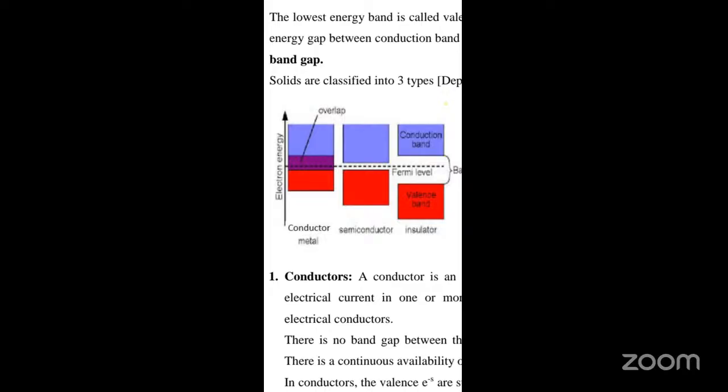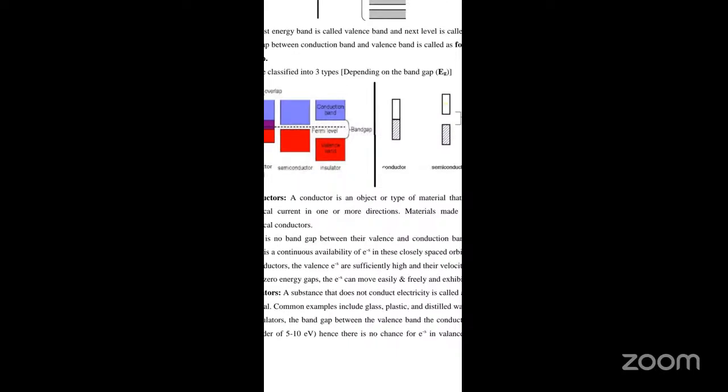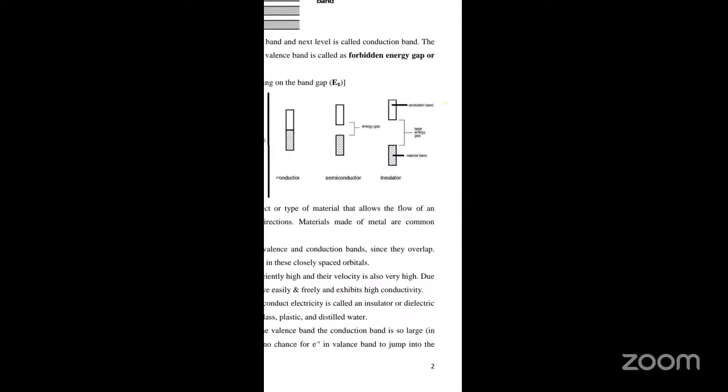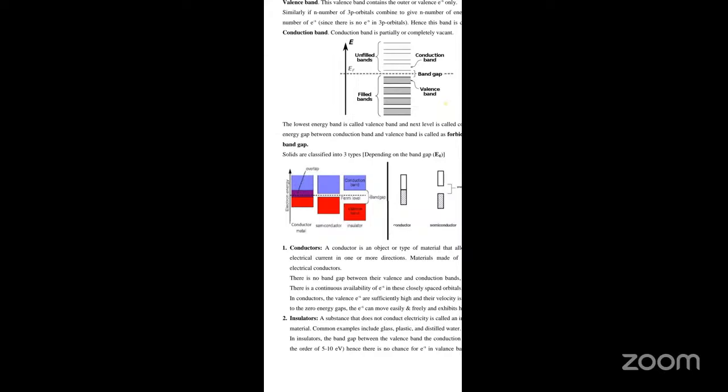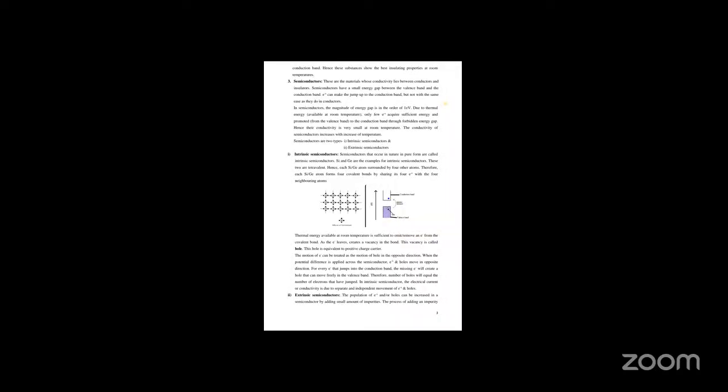So we will go through the definitions. You can see this diagram: conductors will be overlapped, semiconductors will have a small energy gap, and insulators will have a large energy gap. In insulators, the large energy gap is called the forbidden energy gap. Therefore, there is no promotion of electrons from the valence band to the conduction band. So based on that, we get three kinds of materials: conductors, insulators, and in the middle, semiconductors.